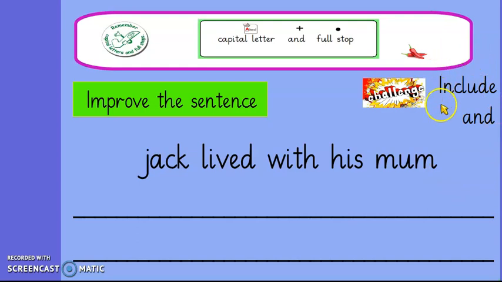If you want to have a challenge, I want you to include and. So Jack lived with his mum and. Try and make that sentence longer. Off you go. Jack lived with his mum.